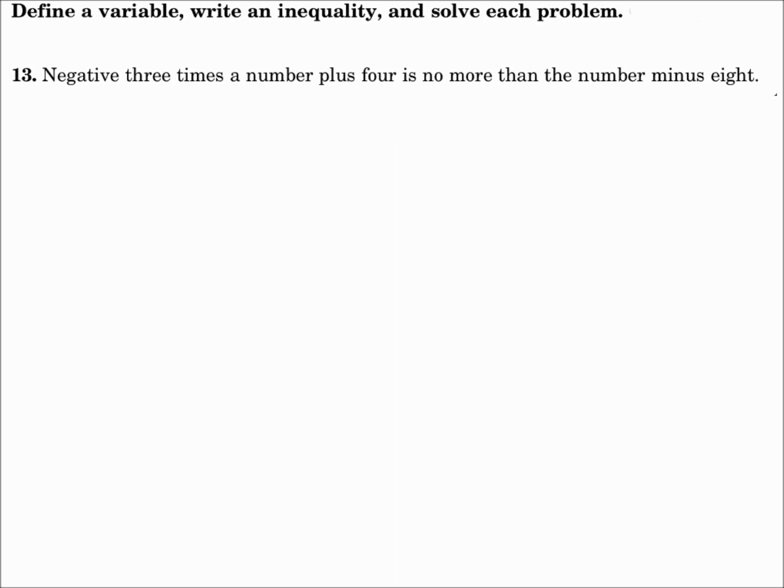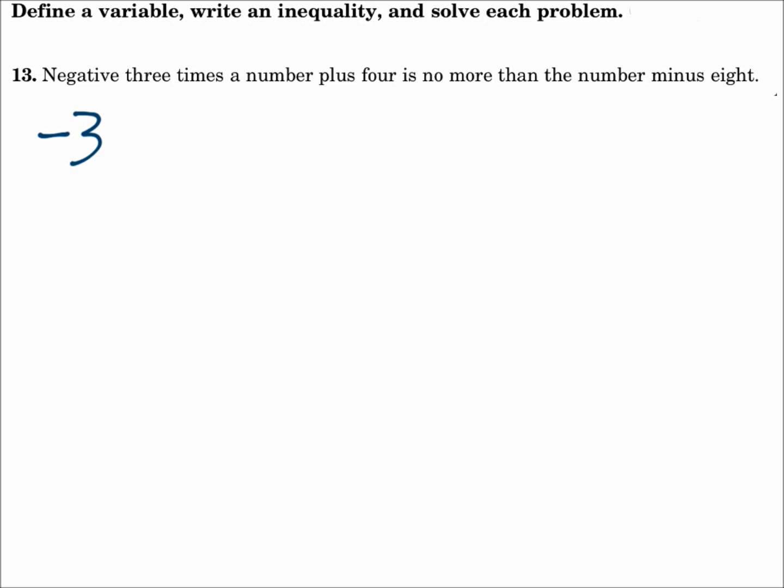Define a variable, write an inequality, and solve each problem. Number 13. Negative 3 times a number plus 4 is no more than the number minus 8. Well, our variable will be the number. Pick any variable you like. We will use n.